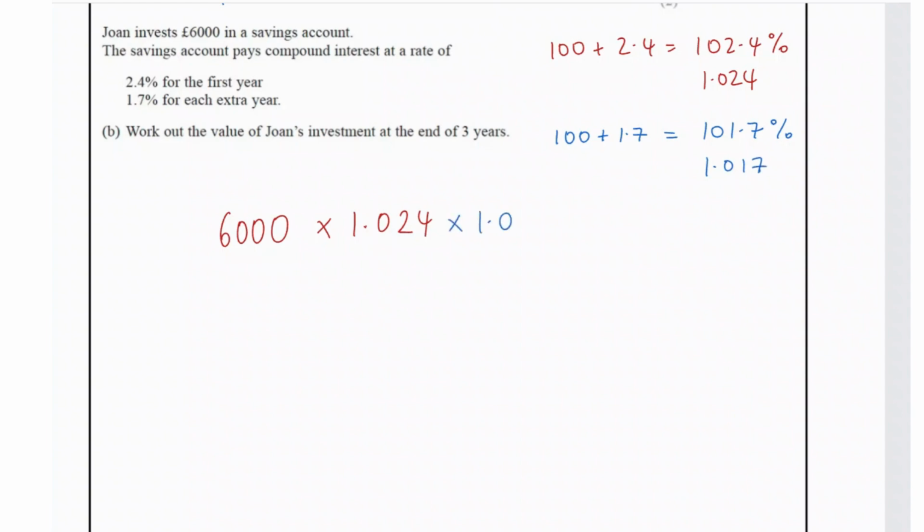So the overall investment is for 3 years, so for the second and third year, I'll write it out in full. It's that. Overall, that will give us the total amount of money Joan has at the end of 3 years. So we just type that into a calculator. And we get 6,354.67. So that's the value of Joan's investment after 3 years.